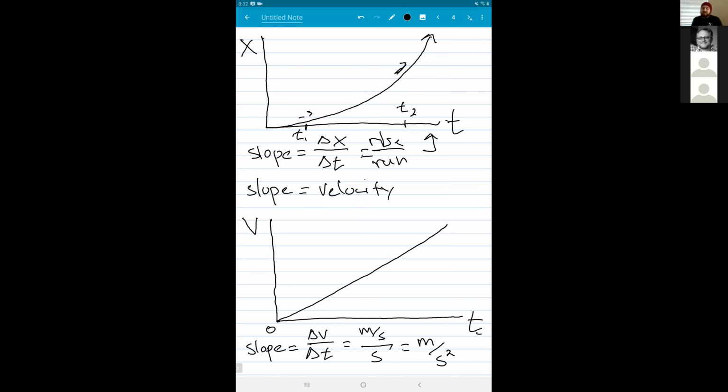Okay. So what I found was that the slope of my position versus time graph, which is here, maybe I should label them. My slope of my position versus time graph is a velocity, and the slope of my velocity versus time graph is an acceleration.